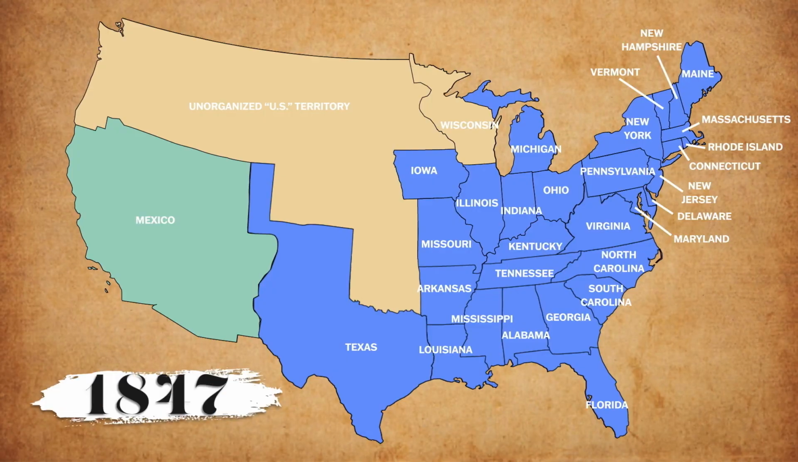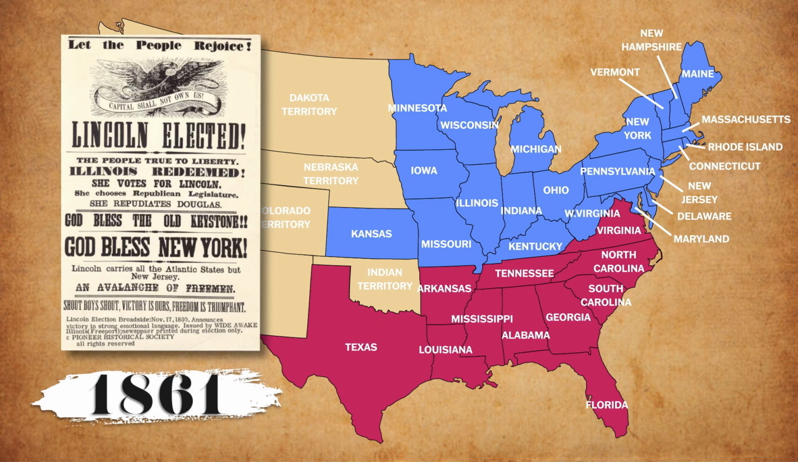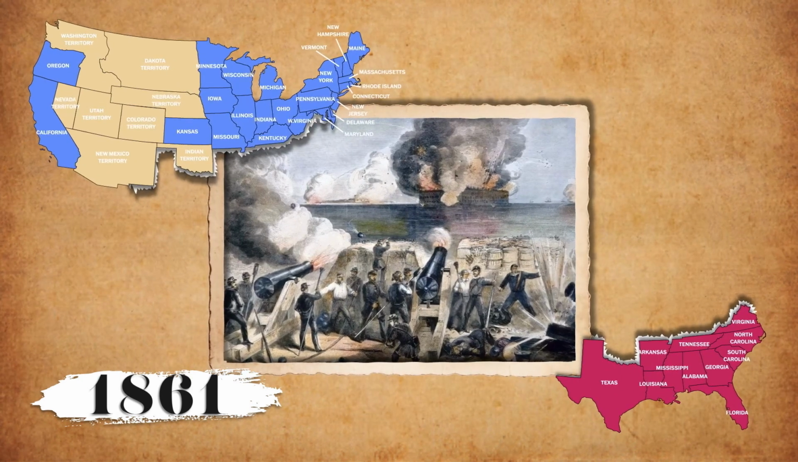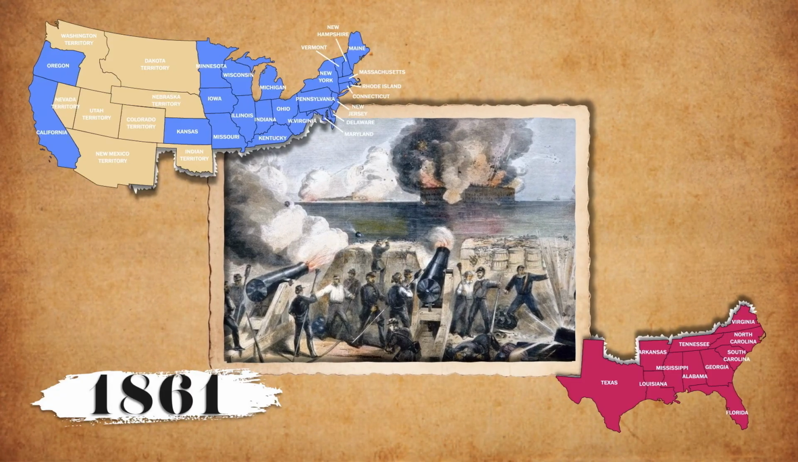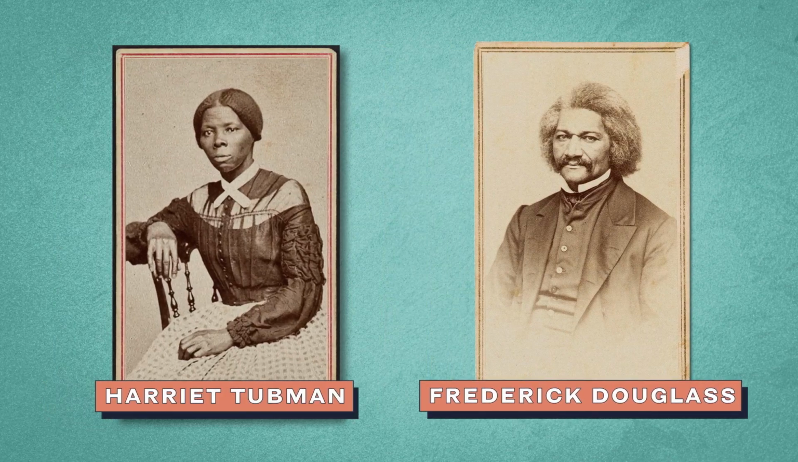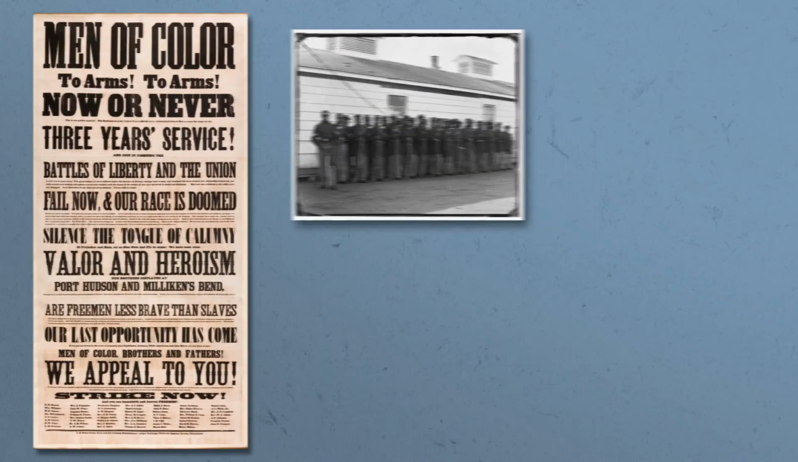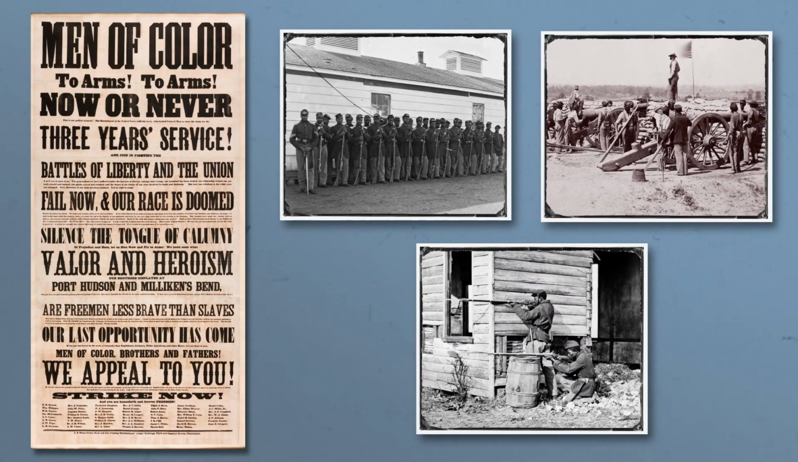The conflict over slavery worsened as the nation expanded into Western territories. In 1861, most slave-holding states left the Union after Abraham Lincoln was elected president. In April 1861, a horrific civil war began. Abolitionists such as Frederick Douglass and Harriet Tubman, both formerly enslaved, helped lead the fight for freedom. About 200,000 African American troops took arms to defend their liberty.